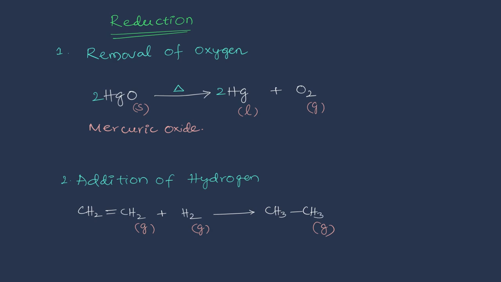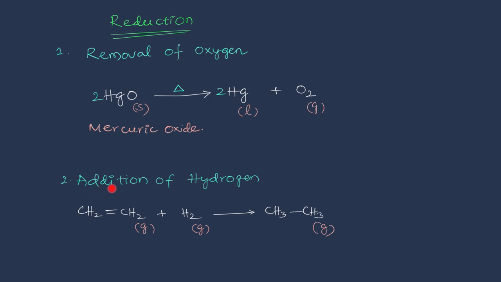Next, focus on the second term, reduction. Reduction means what? It's the opposite. There it was addition of oxygen; now here it is removal of oxygen. Here this is called mercuric oxide. Oxygen is present, and oxygen is not there here. That is called removal of oxygen.